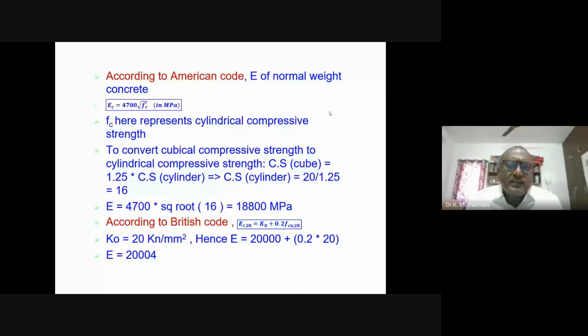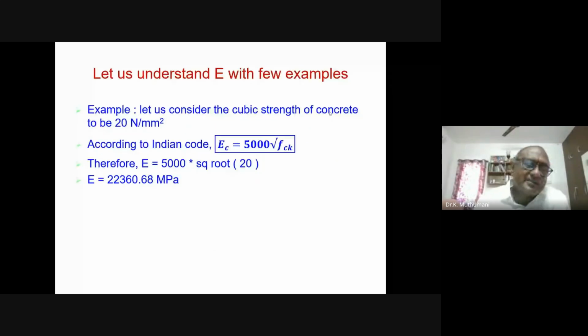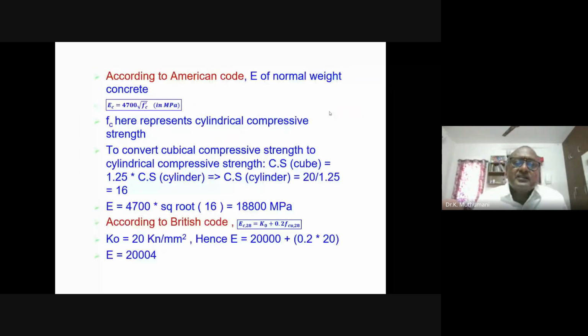For the same M20, if you are using the American code, the value is only 18,800 MPa as against 22,360. You please understand this. I'm not saying the American code is better or the Indian code is better, that kind of thing. I'm not saying anything about it. I'm just saying the way, because what Young's modulus is should be understood throughout the world in the same way. Yes or no? Same way.